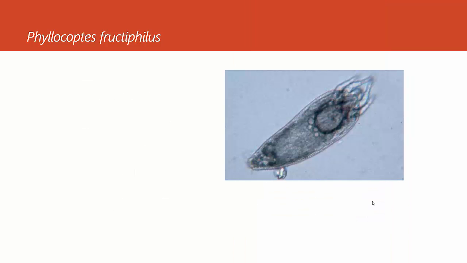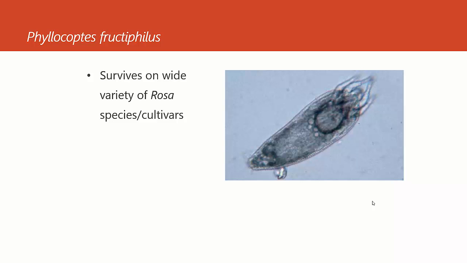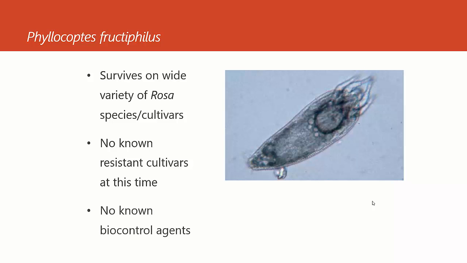Okay, so this Phyllocoptes fructiphilus, what does it feed on? It turns out it survives on a wide variety of Rosa species and cultivars. It'd be nice if it didn't do well on some varieties, and maybe that's something that will be discovered in this upcoming research project. But as far as we know right now, it's not very picky on what kind of rose. There are no known resistant cultivars at this time, and there are no known biological control agents. It would be great if we had some kind of biocontrol agent, a fungus or another mite or something that we could release on these plants and wipe out the Phyllocoptes mites, but we don't have anything like that at the present time.